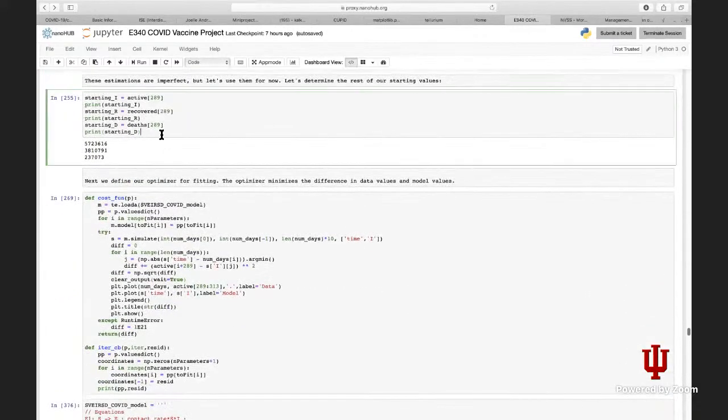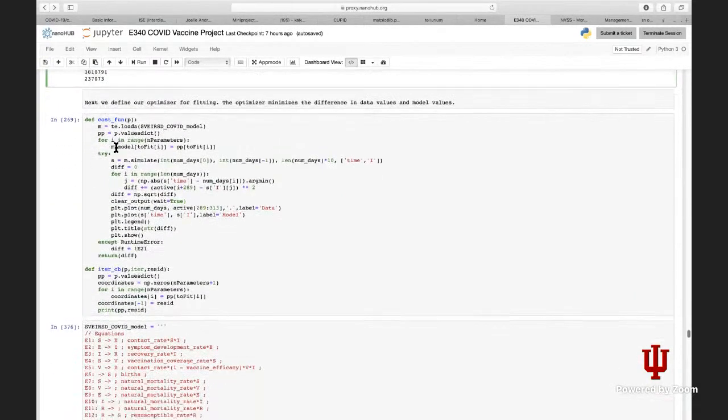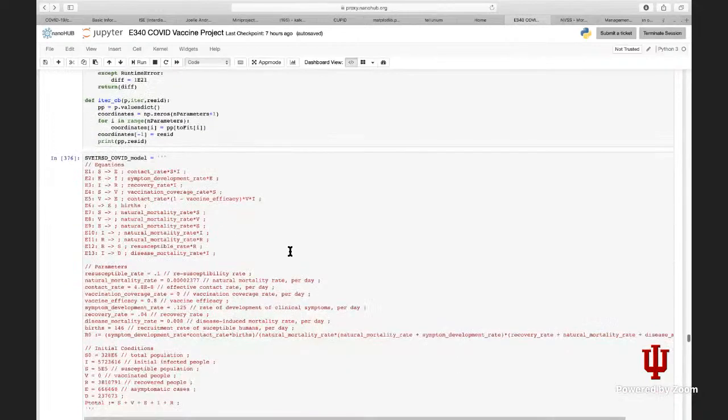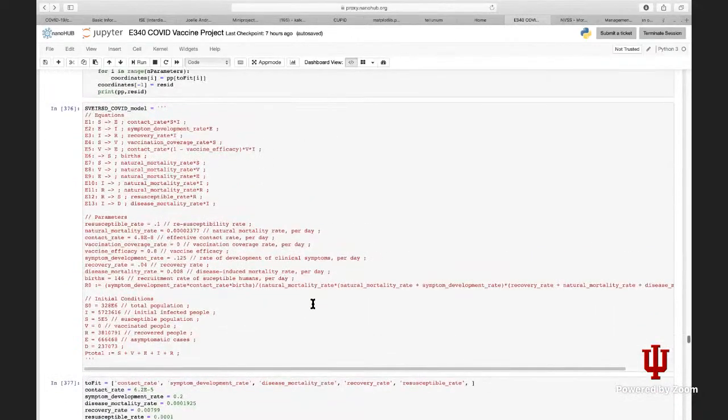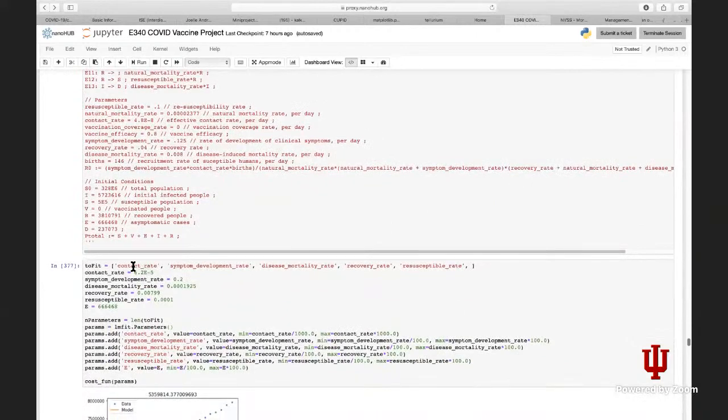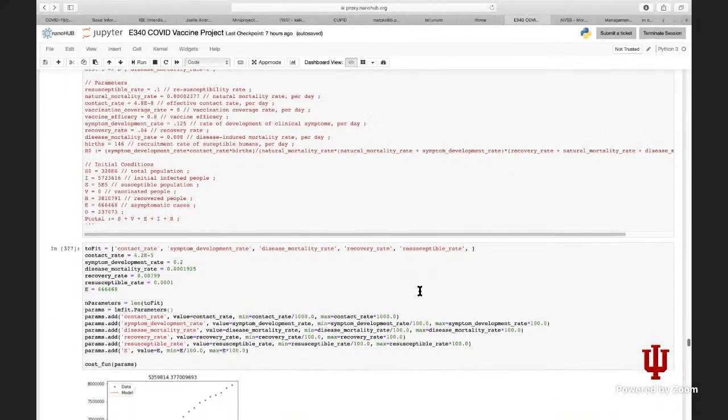So we can find our starting values for the active, recovered, and deaths from the data. That's pretty straightforward. Here's where we define the optimizer. We're looking to minimize the difference between the model and the data. And then here's where I define the COVID model. We're going to fit for the contact rate, the symptom development rate, the disease mortality, the recovery rate, and the susceptible rate, because I figured that the number of births, given the sheer number of susceptible people, probably wouldn't matter that much. And we also kind of know that as a ground truth, along with the natural mortality rate.